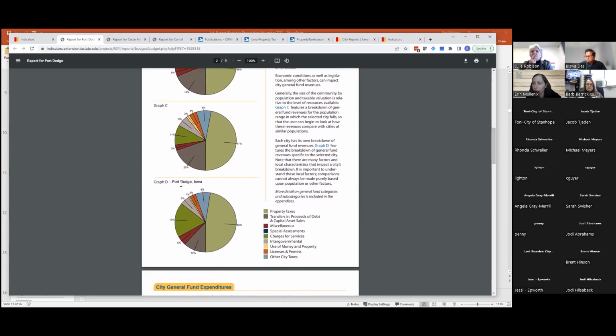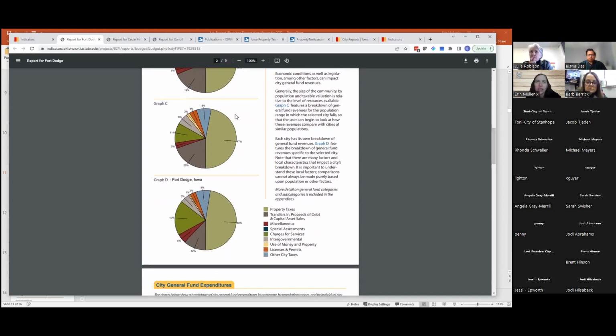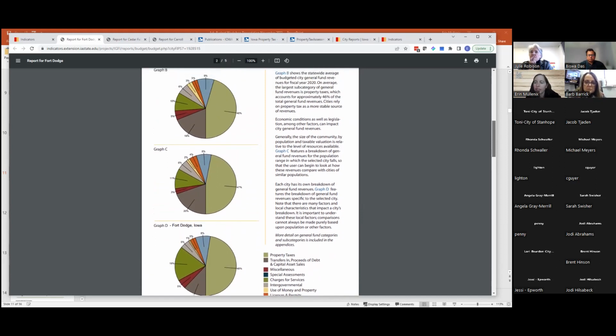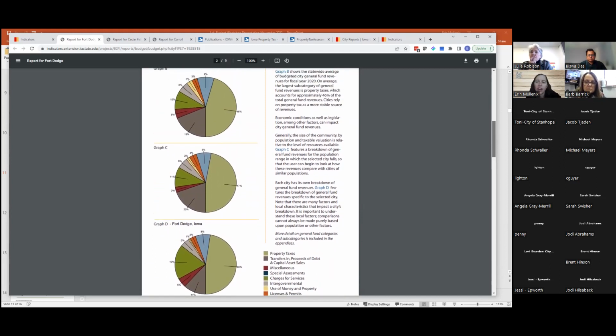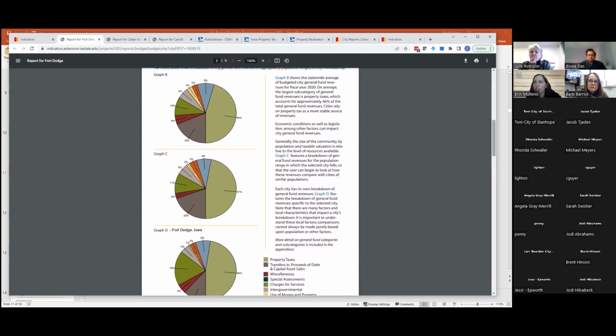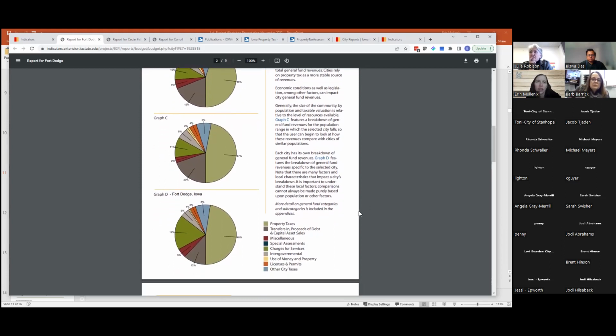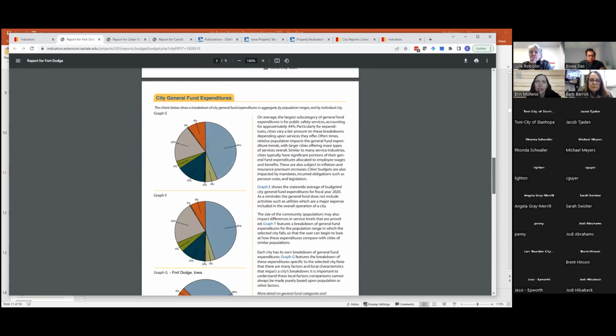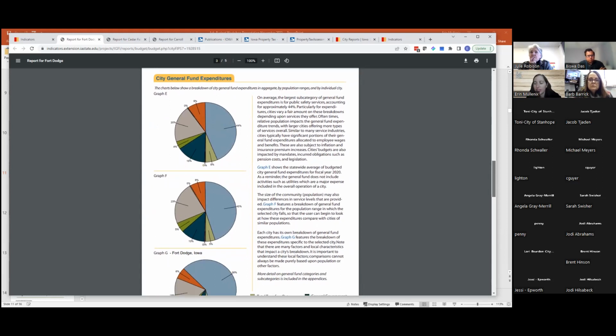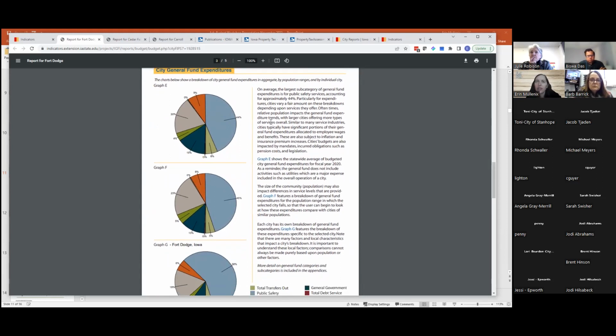So in this case, I've just pulled Fort Dodge as an example, and you can see that they compare pretty closely with their peer population group and the statewide average, but they've got some differences, like a little bit higher here for charges for services than maybe some of these other averages. And so then their breakdown is, accordingly, a smaller share for maybe the transfers in proceeds and debt and capital asset sales category.